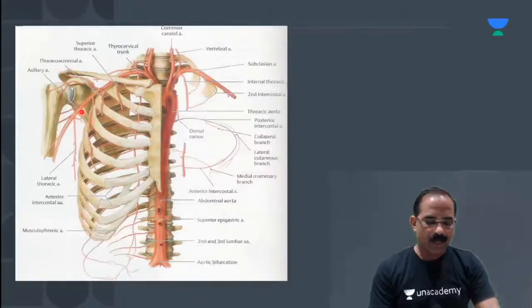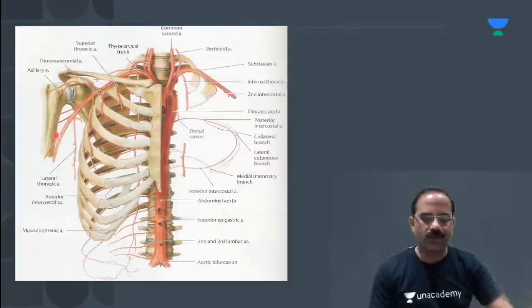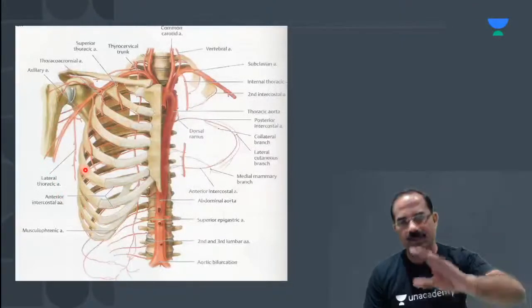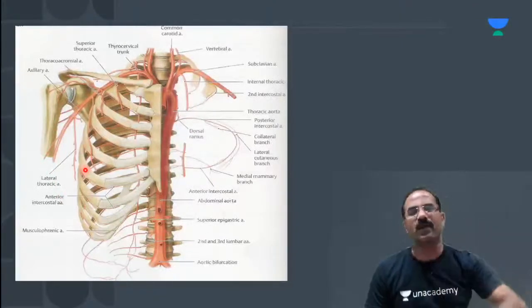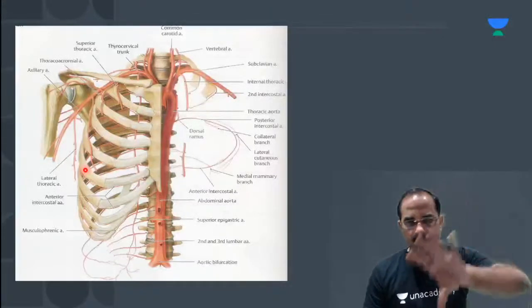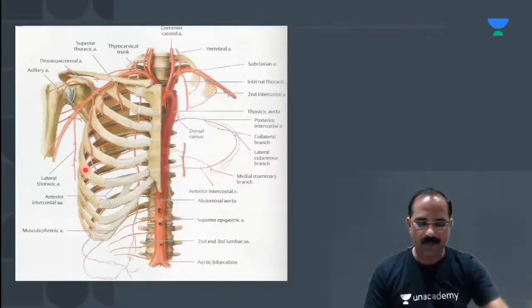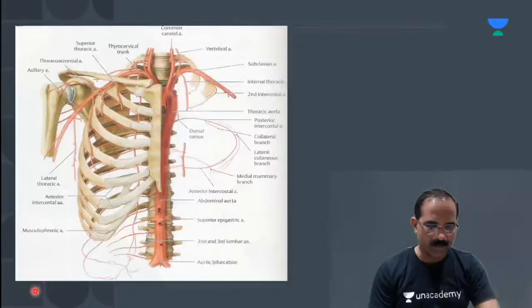Serratus anterior. And the lateral wall of the axilla will be formed by what? The humerus and a muscle which is known as the coracobrachialis. Coracobrachialis. Okay. So with this brief idea, let us start with the boundaries of the axilla.